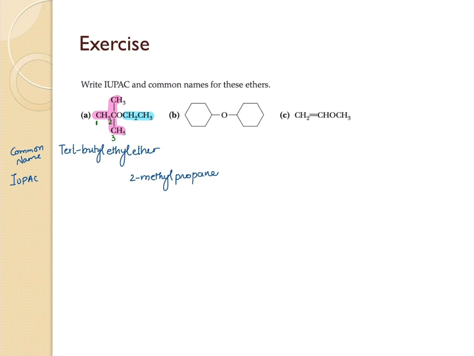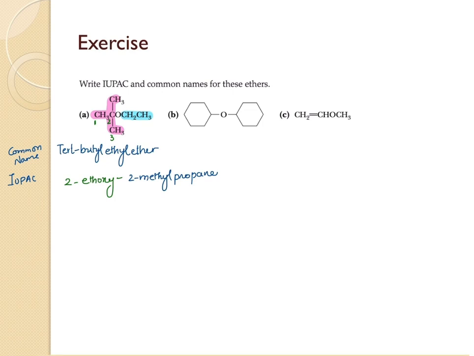And we have an ethoxy group. This is our ethoxy group. And where is this ethoxy group present on the propane molecule? It's also present on the second carbon. Therefore, this should be written as 2-ethoxy-2-methylpropane. Let's go on to the next example.